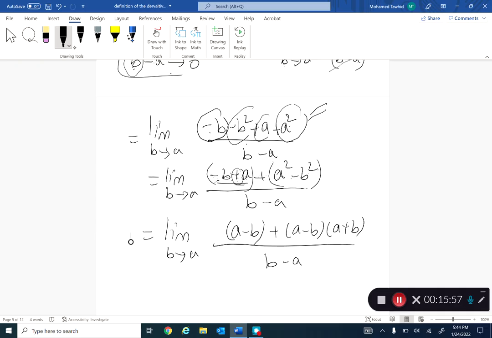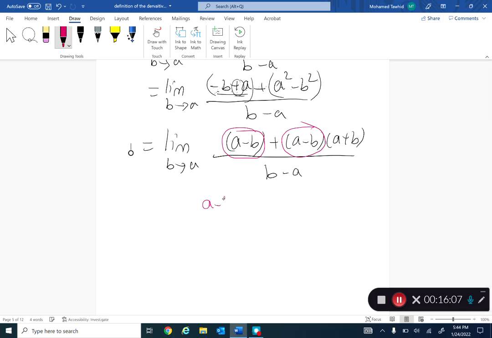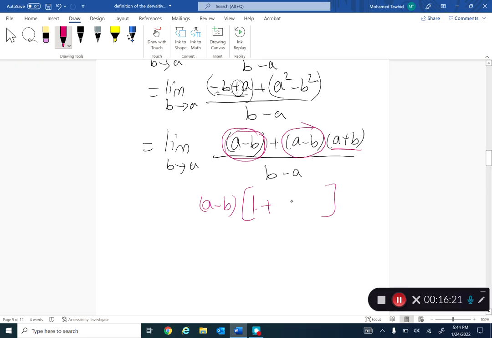So now if you look at what you have here, a minus b, and here also a minus b. Right? So what happens if I factor out a minus b? If I take a minus b out from here, what do you have left? You have 1. Plus, if I take this one out, what do you have left? A plus b. And here you have b minus a, right? So that is limit b close to a, and that is f prime of a, right?